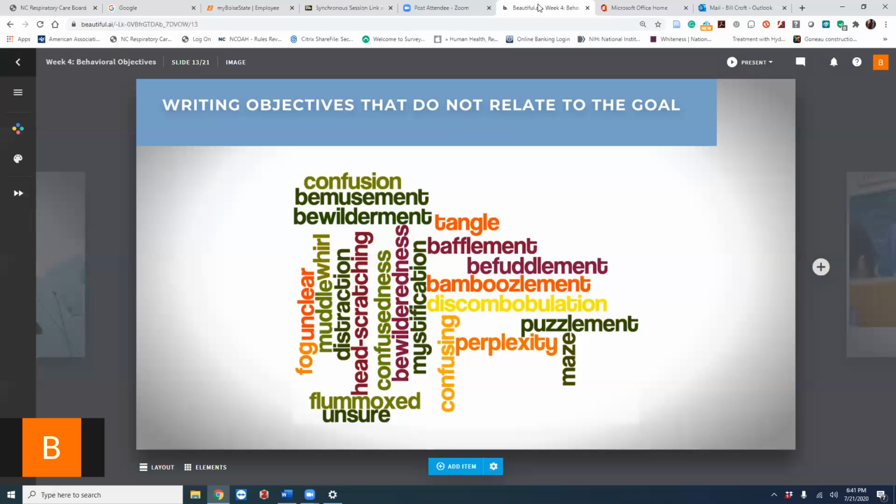But when you write an objective that doesn't relate to the goal, it's really important to understand how that can disrupt the whole educational process, because it doesn't lead anywhere.